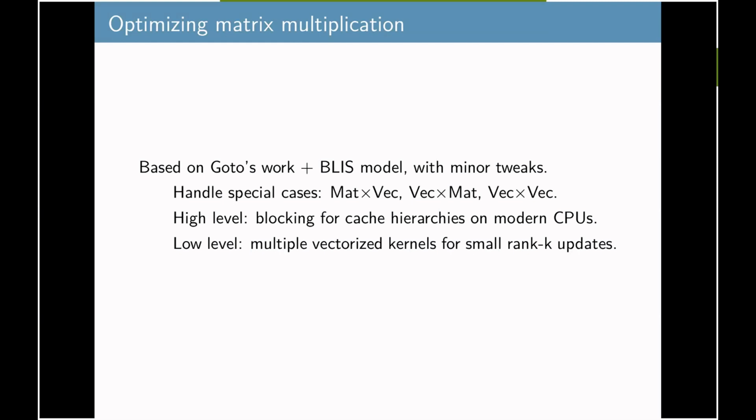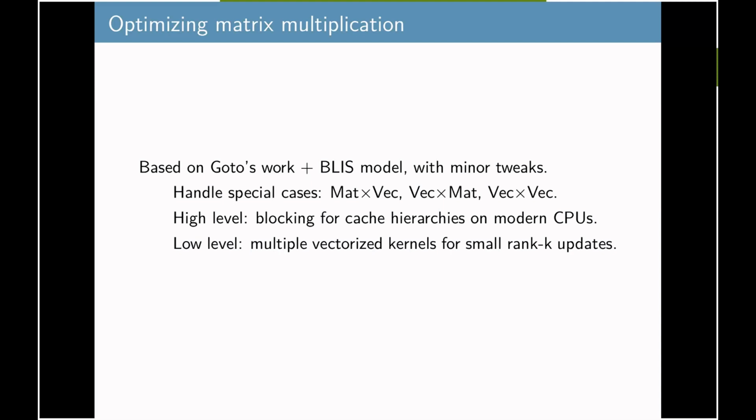And all of this is based on Kazushige Goto's work for matrix multiplication and the BLIS analytical model, with some minor tweaks to account for differences between CPUs, like AArch64 versus x86, or Intel CPUs versus AMD CPUs. The first step is to handle special cases, the common ones like matrix times matrix, vector times matrix, or matrix times vector, and vector times vector, whether it's an inner or outer product.